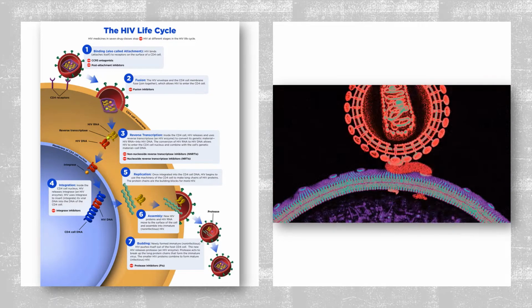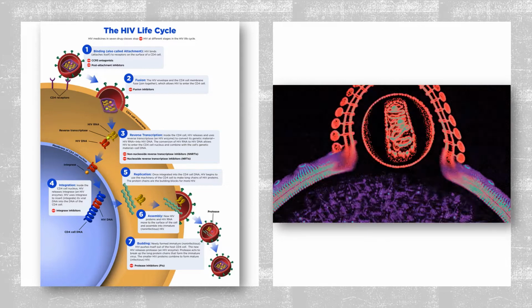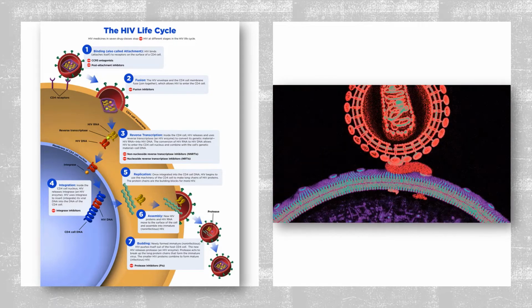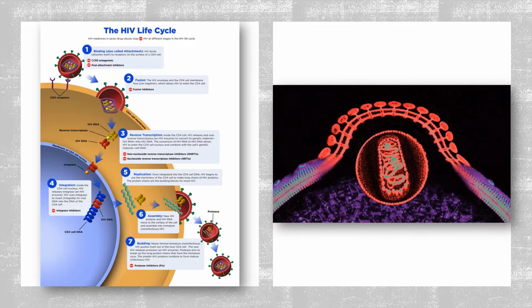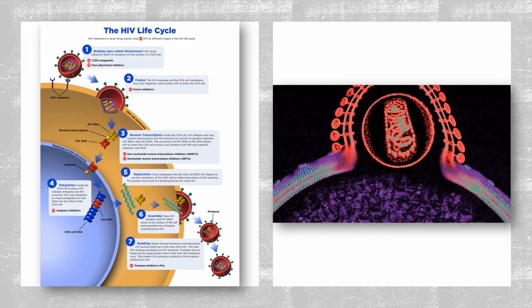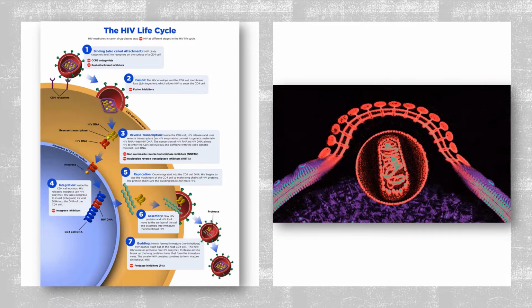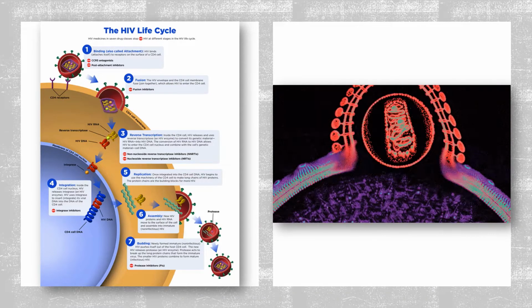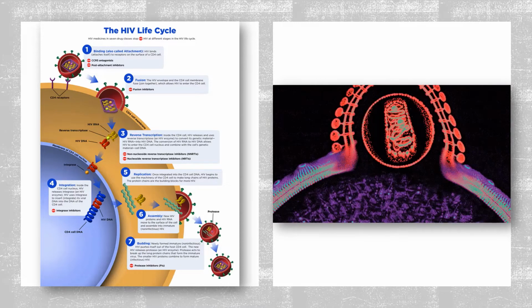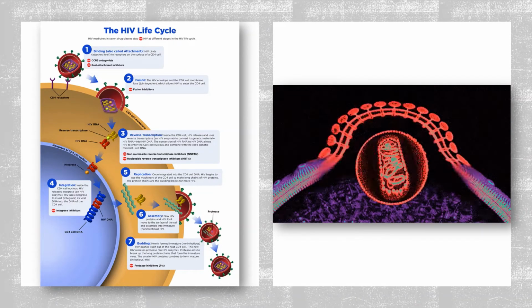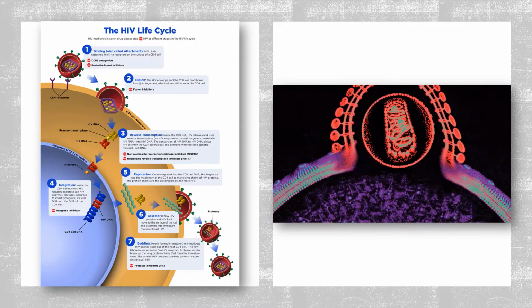Then there's going to be reverse transcription, so inside the CD4 cell, HIV releases and uses reverse transcriptase to convert its genetic material, HIV RNA, into HIV DNA. The conversion of HIV RNA to HIV DNA allows HIV to enter the CD4 cell nucleus and combine with the cell's genetic material, cell DNA.